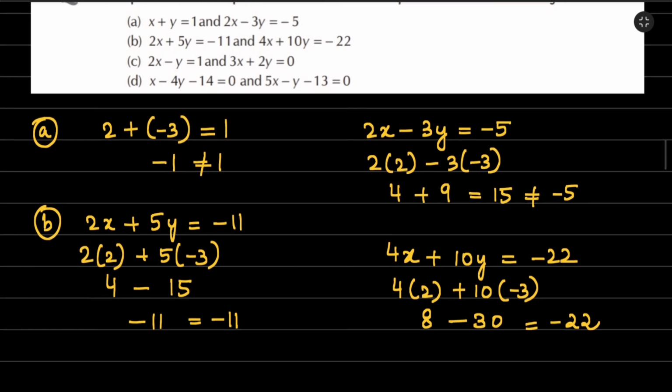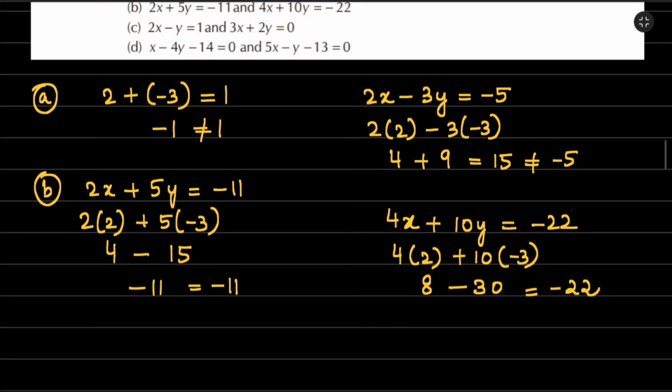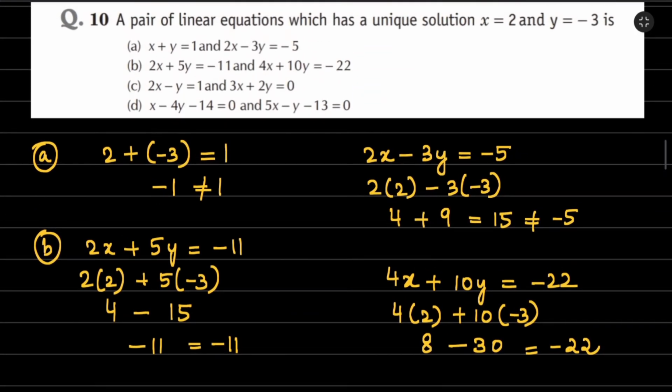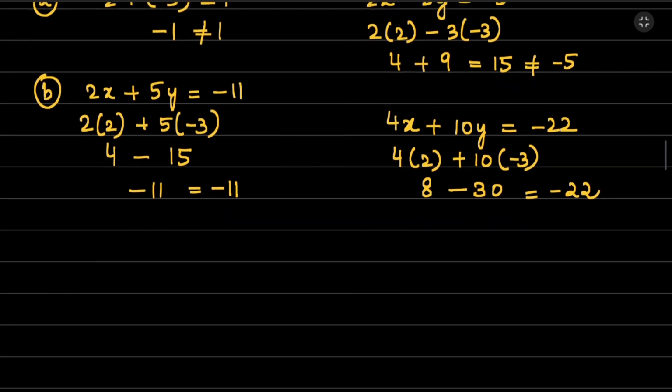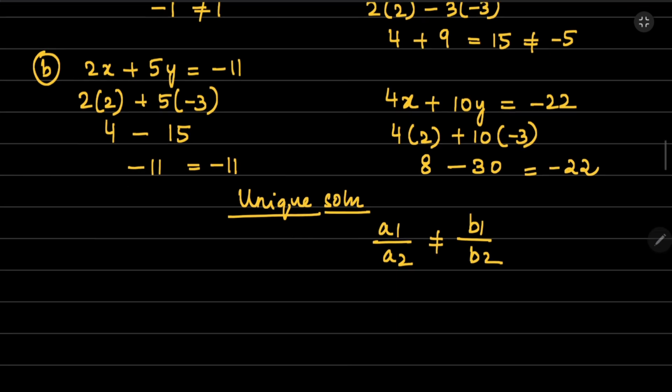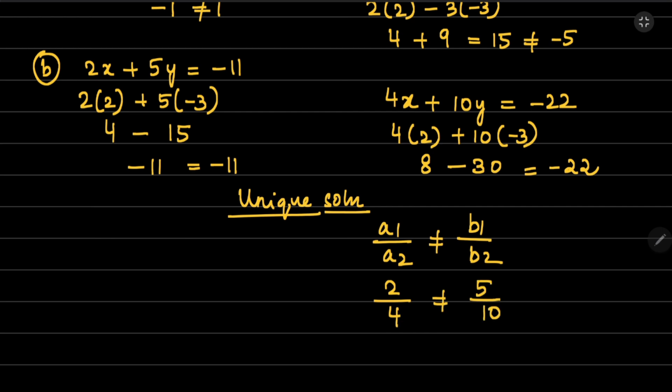So if you take the ratios now, what do you see here? A1 by A2, in order for the equations to have a unique solution, okay, your A1 by A2 should not be equal to B1 by B2, right? If you take these two, what do you have? A1 by A2 is nothing but 2 by 4, which should not be equal to 5 by 10, but these two are equal. So it cannot be the unique solution.